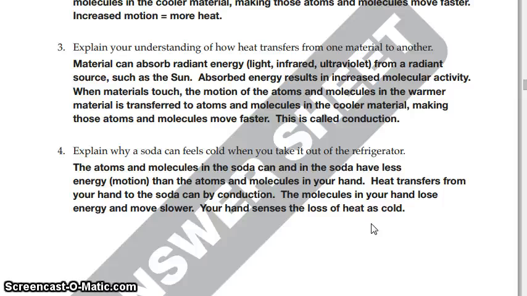So if something has less energy, it's going to have a lower temperature. It's not going to have as much kinetic energy or as much motion in its particles. When something is reaching a high temperature, it's going to have more kinetic energy or more motion in its particles, an increase in energy, an increase in heat, and we're going to say that it has a higher temperature.